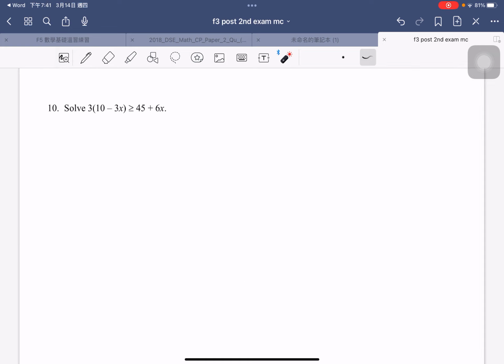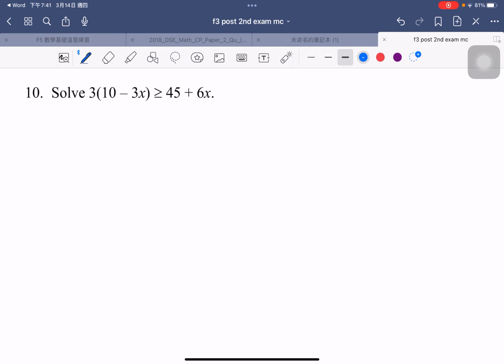Moving to question 10, it's an inequality. As I told you before, we don't know how to calculate the bracket, so we try to expand the bracket, which means we need to use the 3 times the 10, together with the 3 times negative 3x. So 3 times 10 gives you 30, and 3 times negative 3x gives you negative 9x. We don't need to change the sign right now because we didn't use our 3 rules, isn't it? So it's greater or equal to 45 plus 6x.